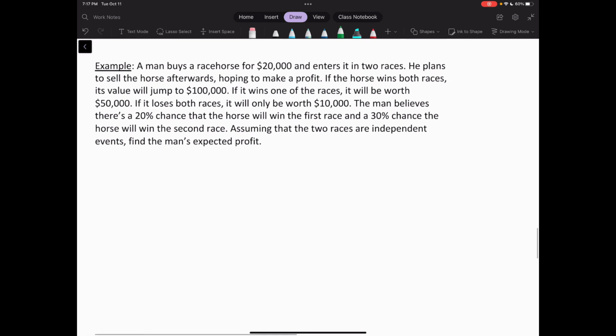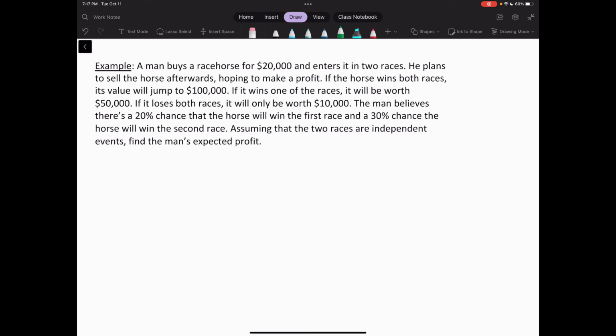All right, we got a novel here. So a man buys a racehorse for $20,000, and he enters it into 2 races. He plans to sell the horse afterwards, and he wants to make a profit. If the horse wins both of those races, its value jumps up to $100,000. If it wins only one of the races, it'll be worth $50,000. If it loses both races, it'll be worth $10,000.